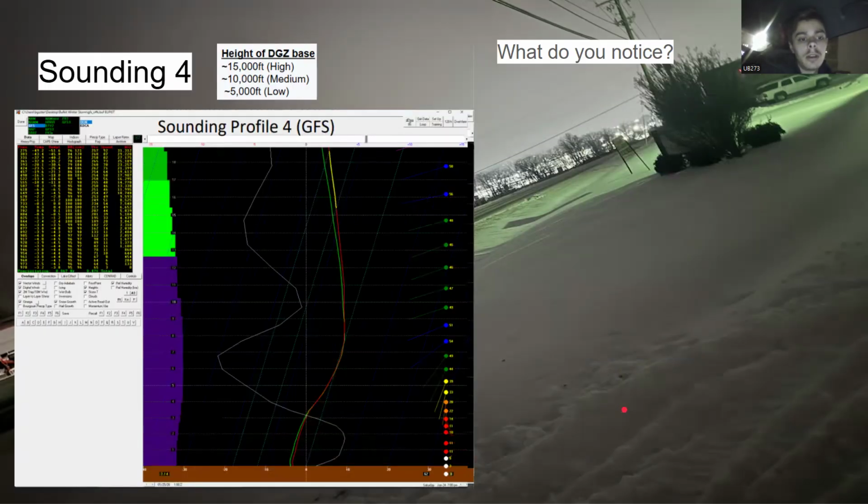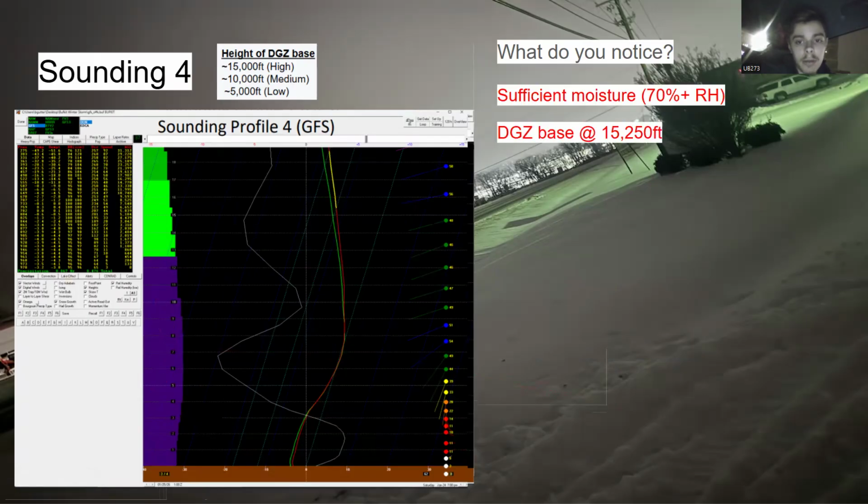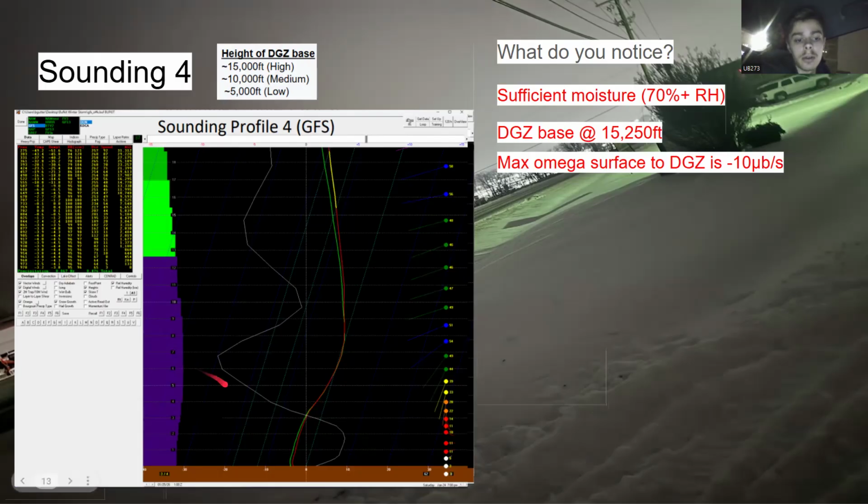All right, this one, since we see all this purple right here, that is showing us that we have significant relative humidity. So we can expect there to be high precipitation in this one, I can already say. It's definitely sufficient moisture, pretty high DGZ base. So we might expect potentially a higher ratio. But we do have a very strong omega value of -10.